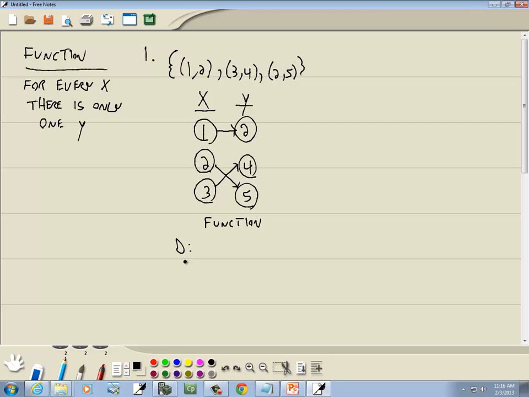Now your domain and your range. Your domain is your x values. And again, you just write them from smallest to largest, not repeating any. So it'll just be whatever you listed here. So it'll be 1, 2, 3. Now for our range, that's our y values. For the smallest to largest, not repeating any. So we got 2, 4, and 5. And those would be our answers.